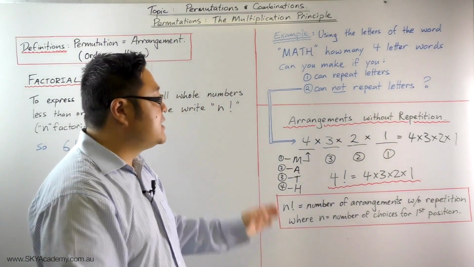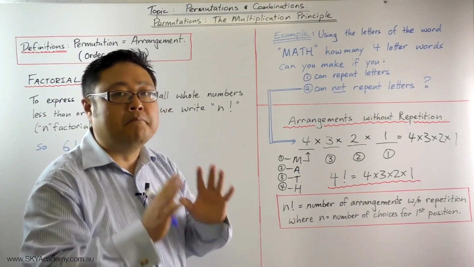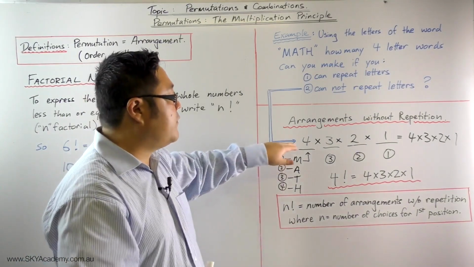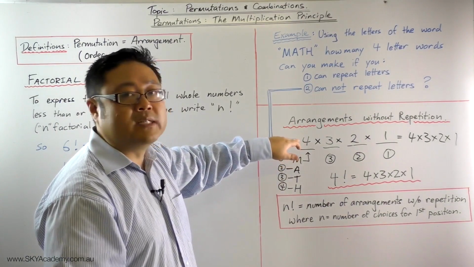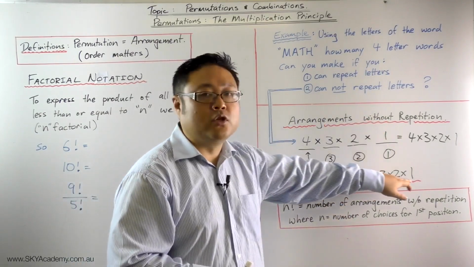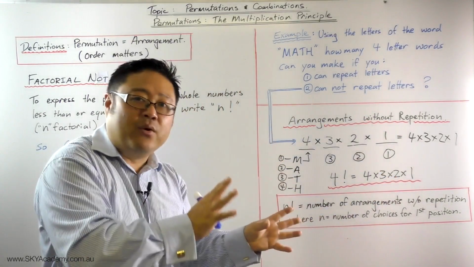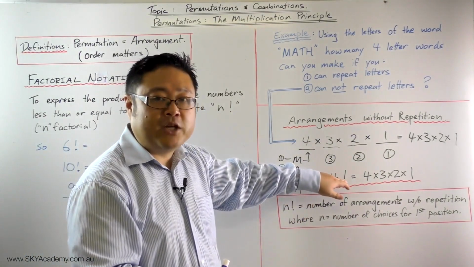Does that make sense? Using the multiplication principle, what you end up with is the product of all the whole numbers that are less than 4, starting with 4. So 4 times 3 times 2 times 1. 4 times 3 times 2 times 1 can be written another way, and that is 4 with a little exclamation mark.